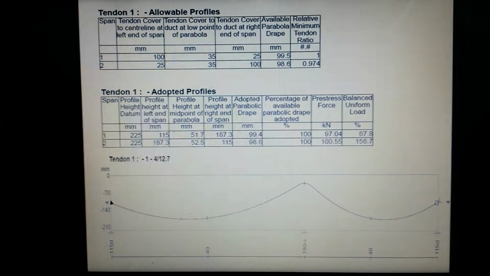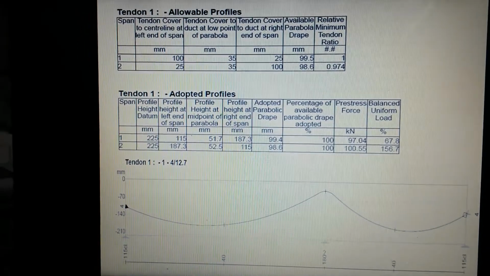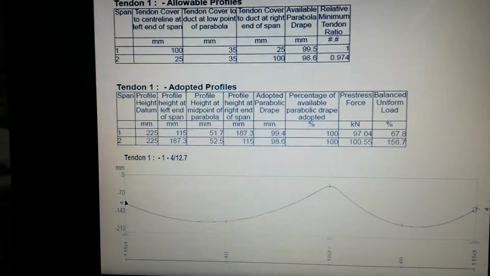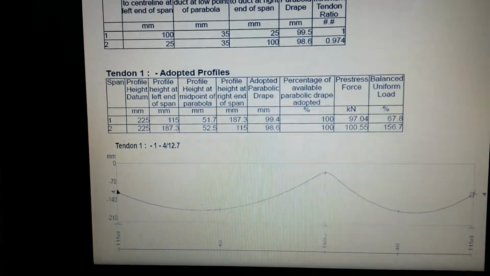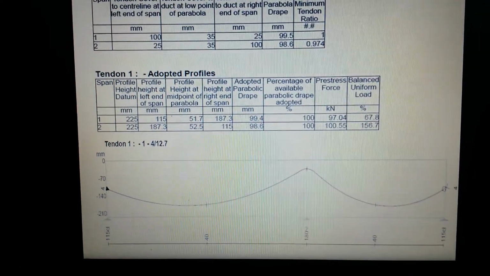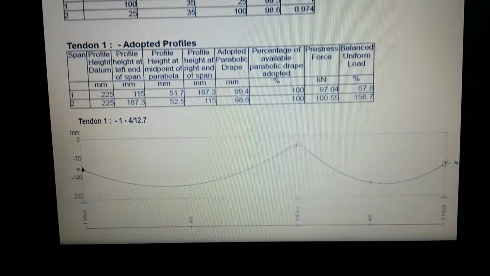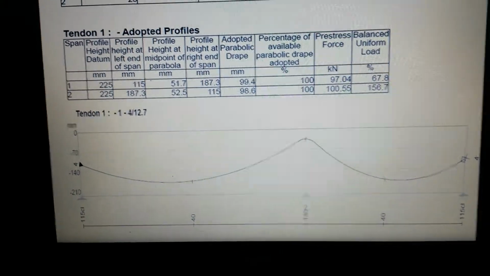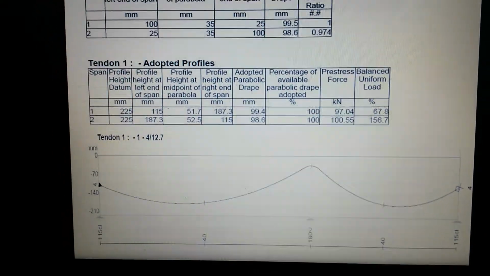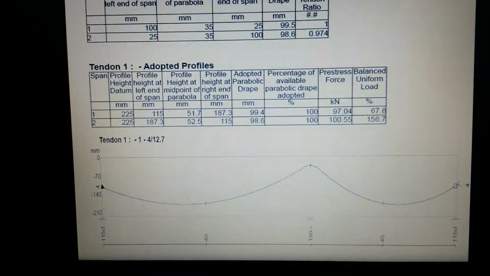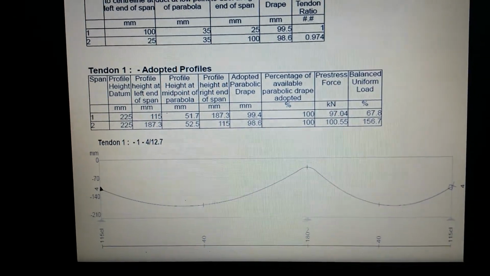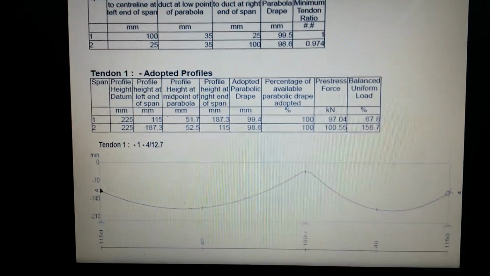And this is the profile of a tendon. The above one is the allowable profile, and the second one is the adopted profile, which we adopted. And this is the graphical representation of our tendons. These tendons are provided along the bending moment diagram for efficient purpose.